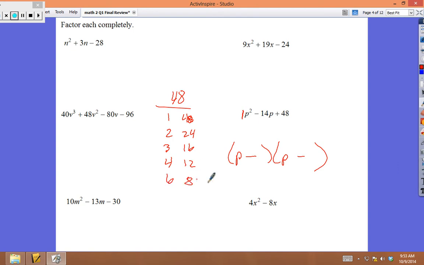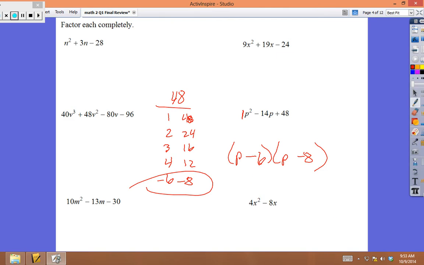6 and 8. And that's it. Okay, I need to add them and get a 14, so I'm going to go with the 6 and 8. And they both got to be negatives. The order doesn't matter. So it's going to be a 6 there and an 8 there. Okay, those two are probably the easiest.